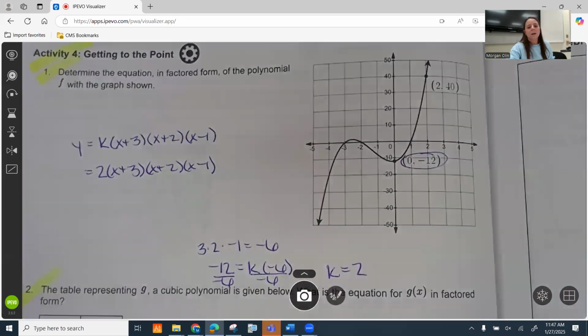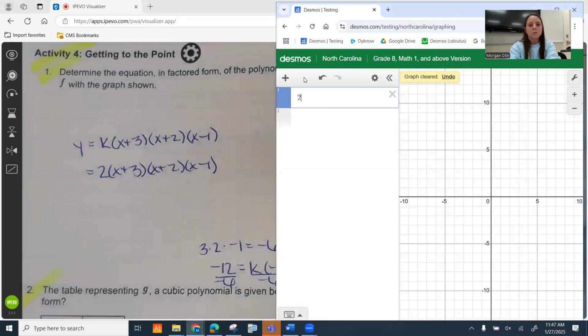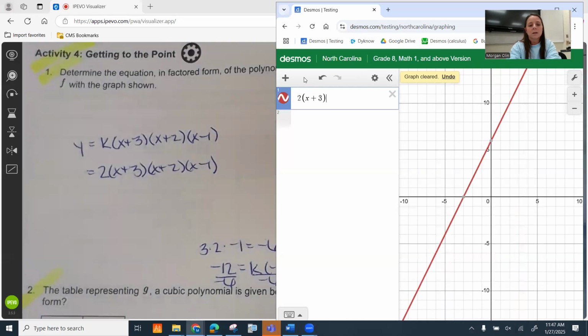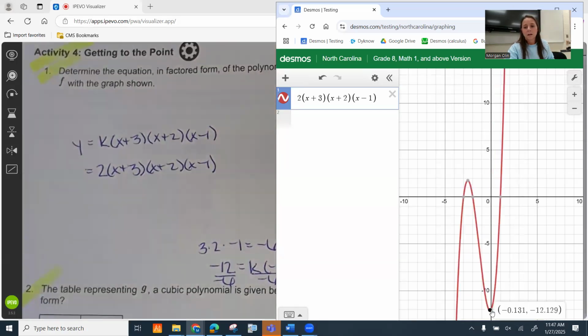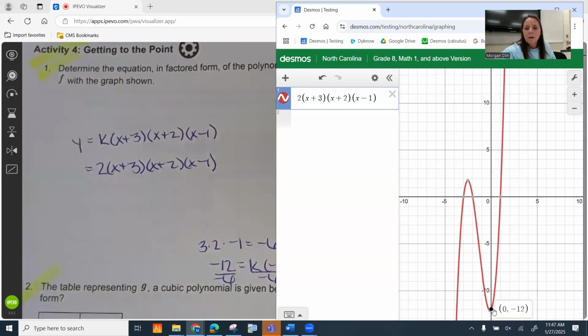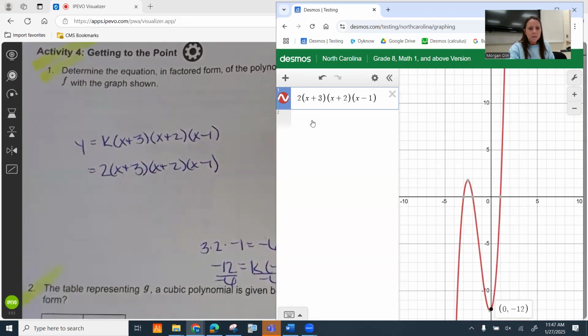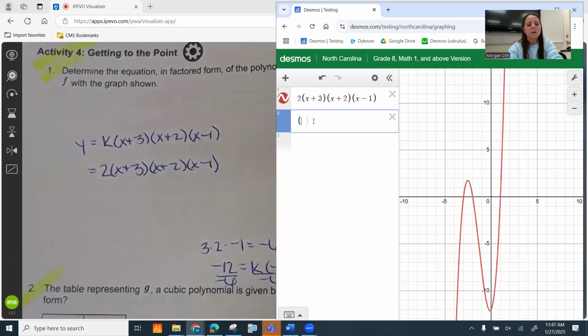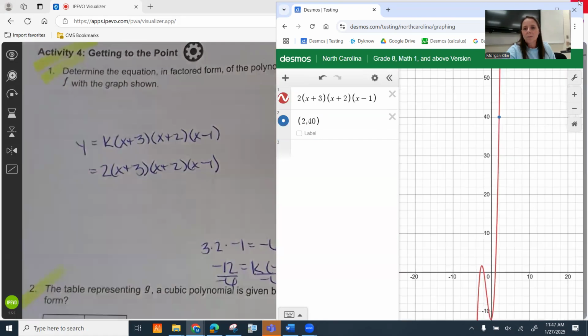Always verify, okay, is that correct right there? All right, so 2, x plus 3, x plus 2, and x minus 1. All right, here, oops, that is the minimum. You got to make sure you're getting the y-intercept. (0, -12), which was on our graph. The other one that was on our graph that they gave us, and I'm going to write this, (2, 40). Whoops, the point. Okay, and if I go and find that point, there you go, that point's right there.